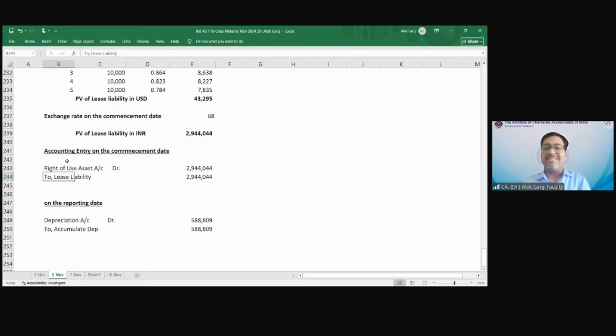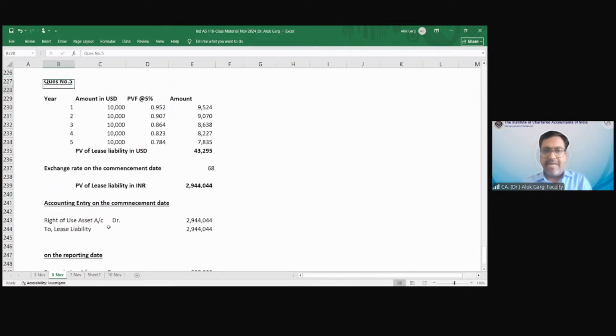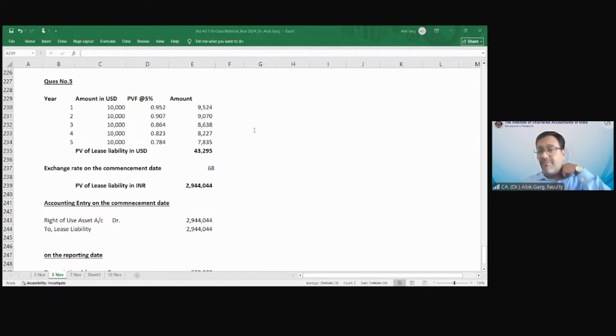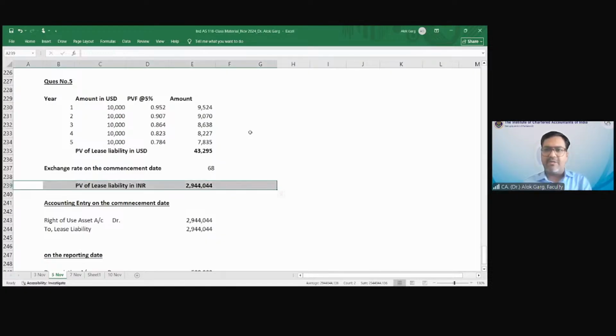Okay. So this right of use asset, see, we have the right of use asset and lease liability in the US dollar. Then we have converted it on the commencement date. So now this right of use asset is not going to be restated. But lease liability being a monetary item, it has to be restated on the closing rate. You remember in the question, there is a closing rate also given. Average rate was given 69 and closing rate was given 70. So what was the use for that average and closing?